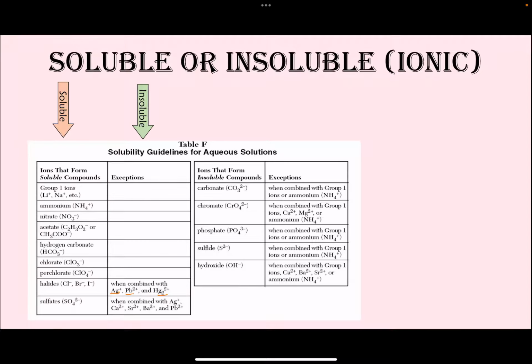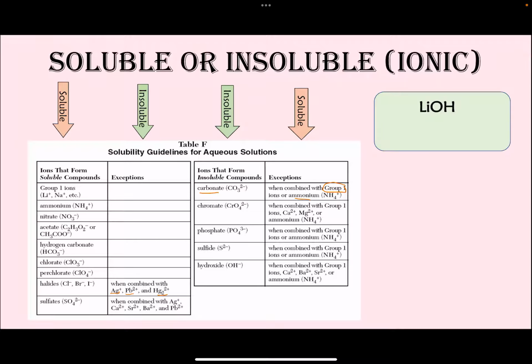Okay, and then in the next column, we have all of the ions that can make the compound insoluble unless we have any of these exceptions. So for example, if your compound contains carbonate, it is going to be insoluble unless your carbonate is combined with any of the group 1 ions or with ammonium. So if it is combined with either the group 1 ions or with ammonium, then that means it's going to be soluble. So let's look at some examples.